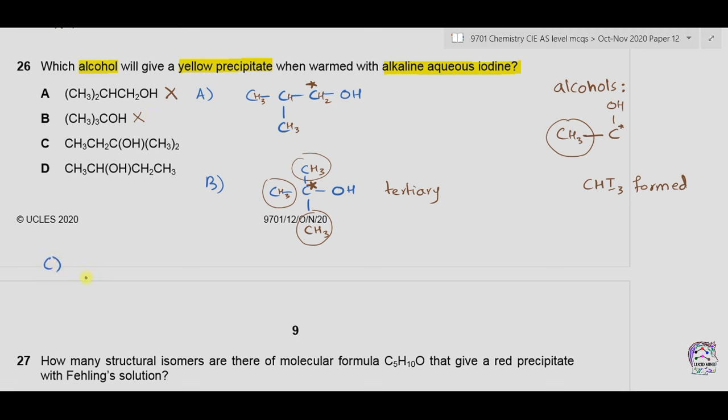In C we have 4 carbon atoms in the long chain, OH functional group on the second last carbon, and also a methyl group. Putting hydrogen atoms.